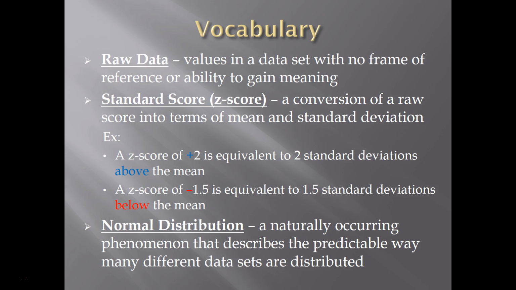All right, now a z-score that's negative means that the data value, or the data score, is lower than the mean. It's below the mean. So a z-score of negative 1.5 is equivalent to 1.5 standard deviations below the mean. A z-score of negative 2 means the data value, the data score, is 2 standard deviations below the mean. All right, so that's what a z-score is.